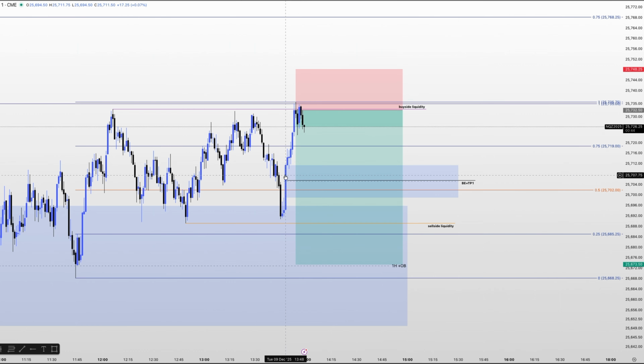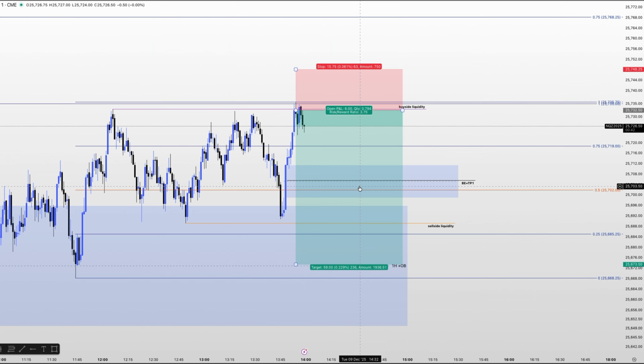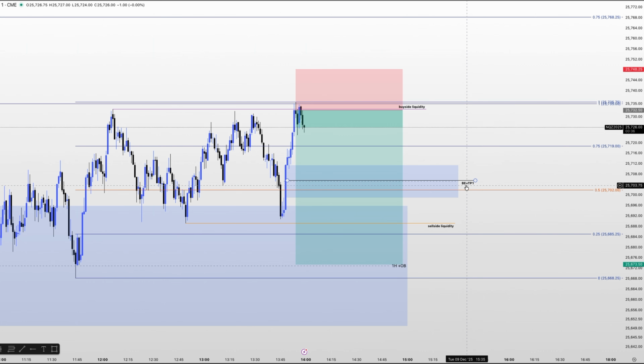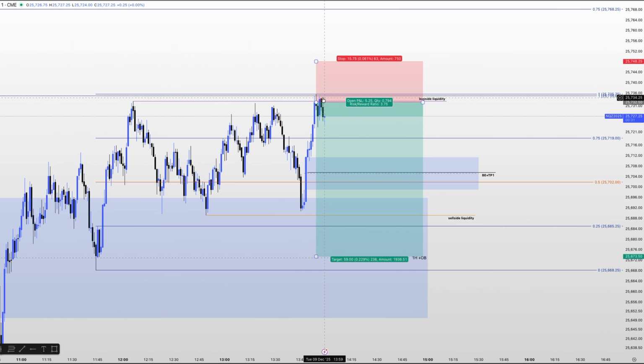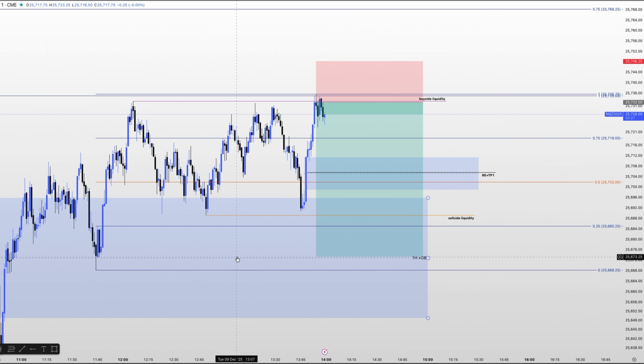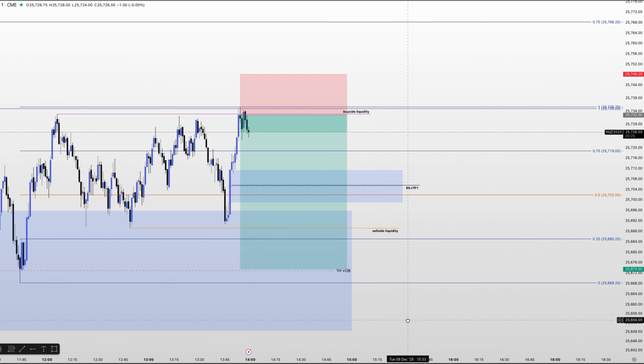We have this 1-minute BISI. As we wick into the consequent encroachment, I would like to move stop to break even and take a partial. So we have this range graded here from this candle's high to this candle's low. That's the range that we're working in right now.